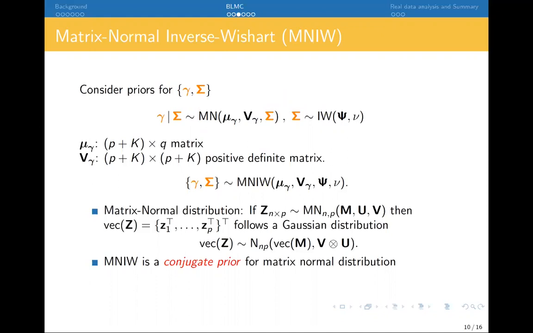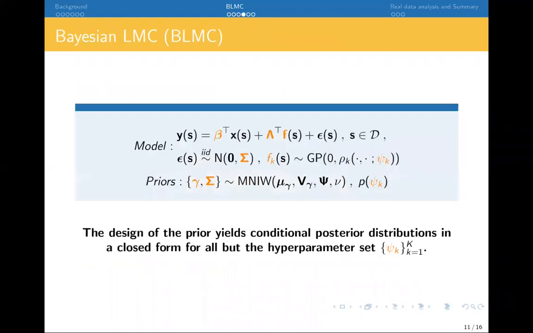When we vectorize our target random matrix, it follows a Gaussian distribution centered at the vectorization of the mean matrix, and it has a covariance matrix equal to the Kronecker product of the other two parameters. The matrix normal inverse Wishart is a conjugate prior for the matrix normal distribution. On this slide, we give the Bayesian LMC model.